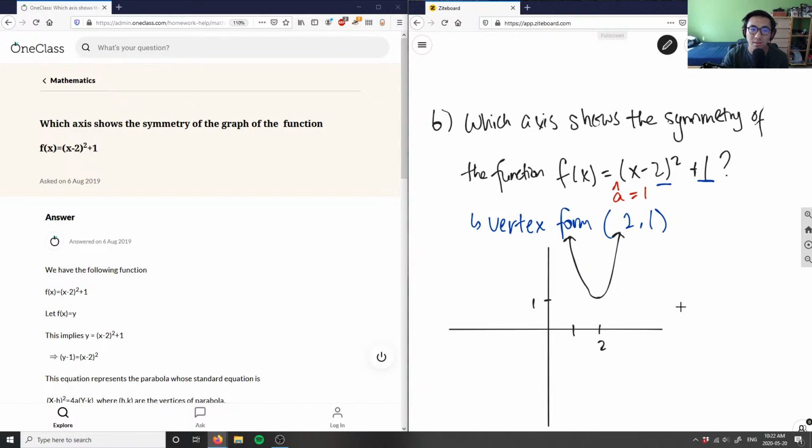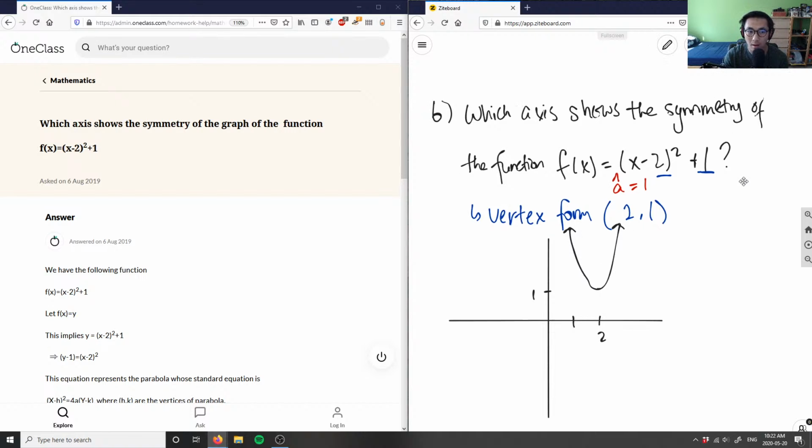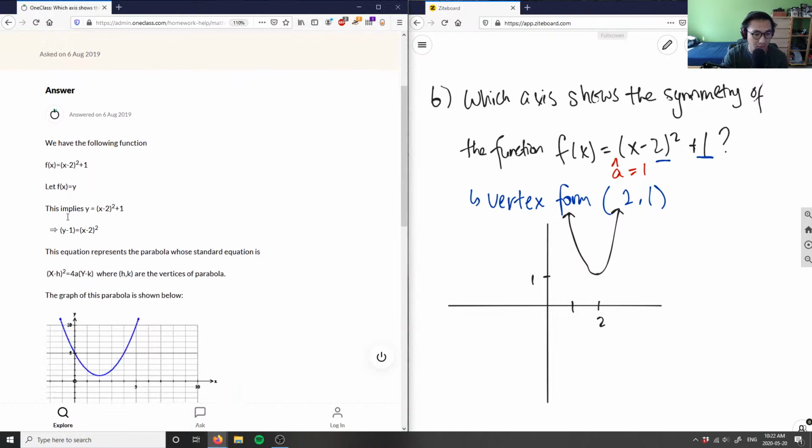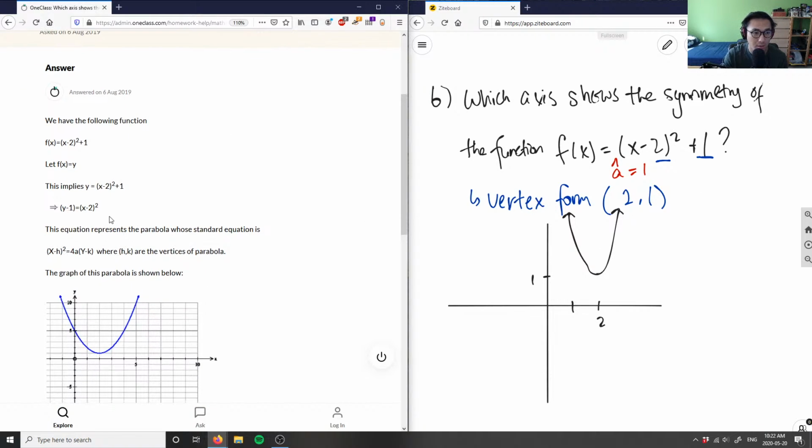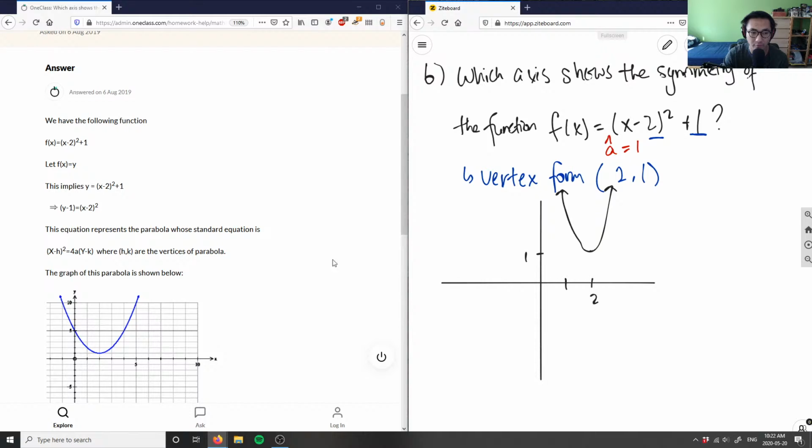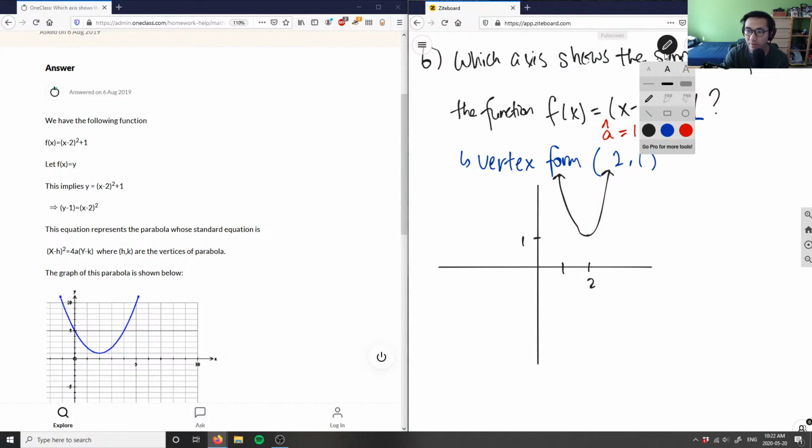Again, it's asking us which axis shows us the symmetry. So let's look at the solution and see what they're doing here. It says we have the following function. Okay, that's good. They graphed it, which is good, and they actually solved for the y-intercept. It's probably a good thing to solve for the y-intercept as well, because this graph is technically inaccurate without it, since we only know the vertex. So let me solve for the y-intercept for you.